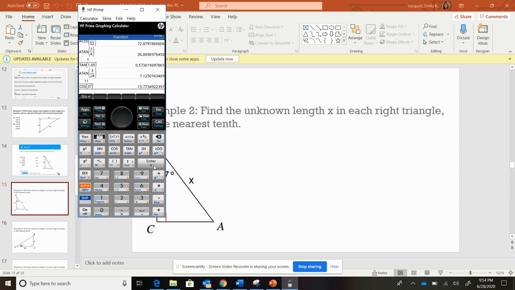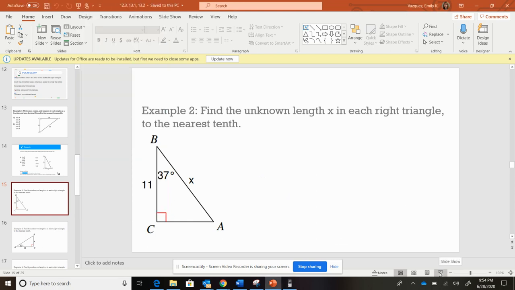13.77, blah, blah, blah. And the question says to round your answer to the nearest tenth. So my solution for x would equal 13.8. This is not degrees. X was a side. So 13.8 is correct. All right.